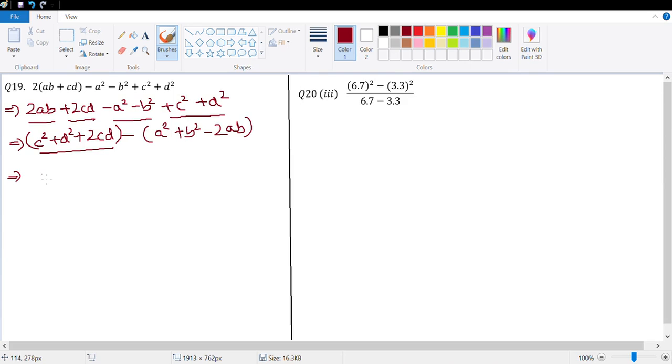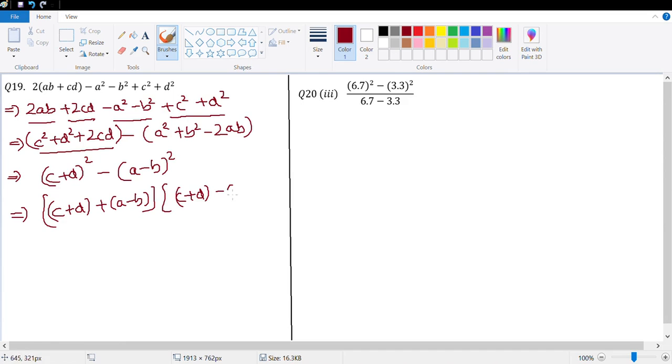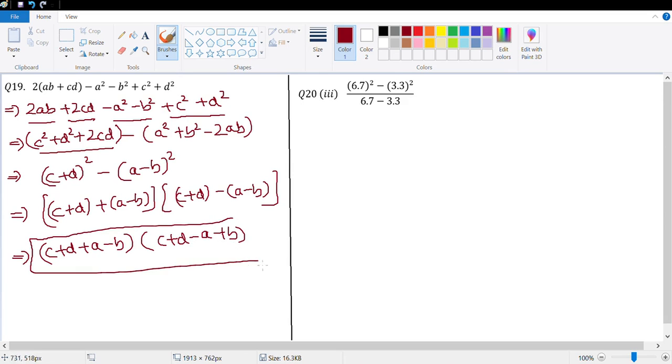So the first term is nothing but c plus d the whole square. The second term is nothing but a minus b the whole square. So now this is of the form x square minus y square, which means this will be c plus d plus a minus b multiplied with c plus d minus a minus b. Let's open the bracket. So this is c plus d plus a minus b multiplied with c plus d minus a plus b. That's the final answer. Good, that brings me to the last homework question.